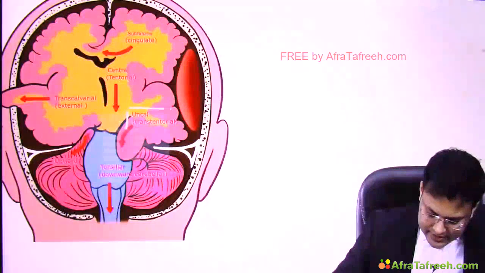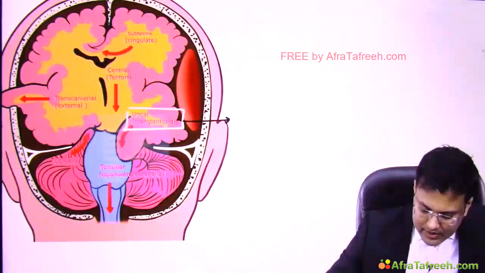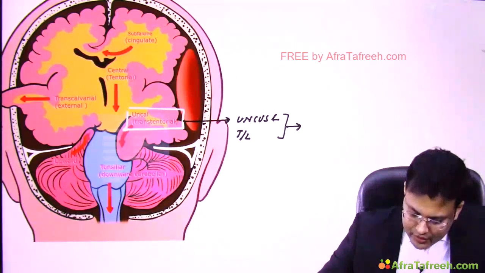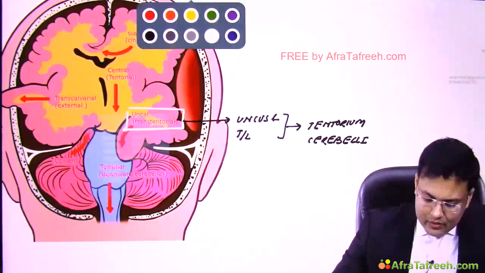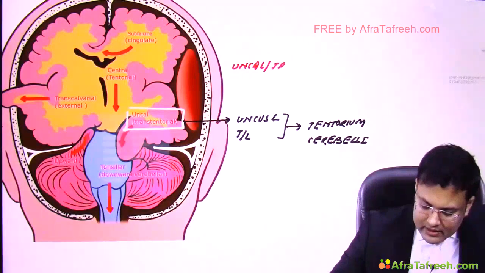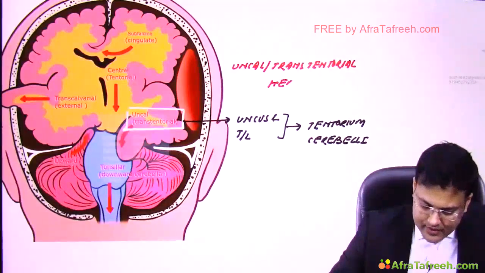In this case you can see that this is the uncal or transtentorial herniation. So what's the problem? Uncus and temporal lobe are forced through tentorium cerebelli. Clear? And that's why this is known as uncal, also known as transtentorial herniation. Okay.